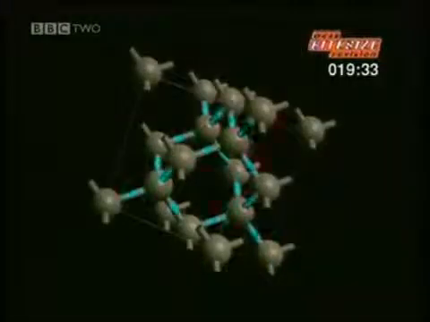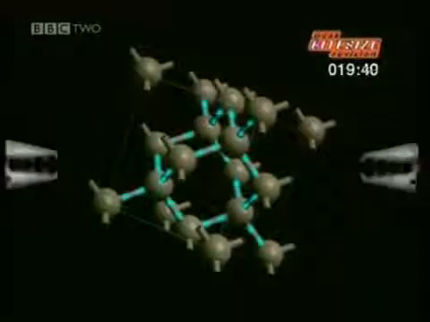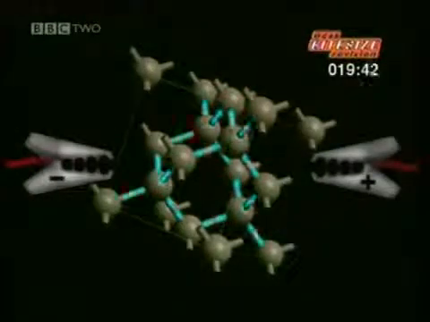Unlike gold and other metals, diamond doesn't have many freely roaming electrons to carry the current. So it doesn't allow electricity to flow. It's called an insulator.